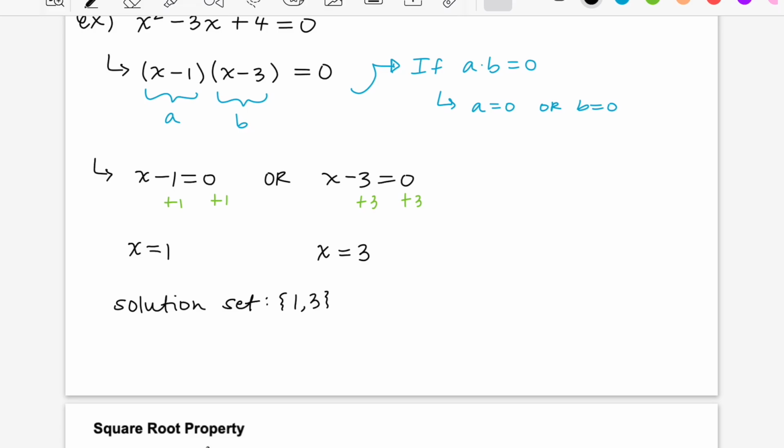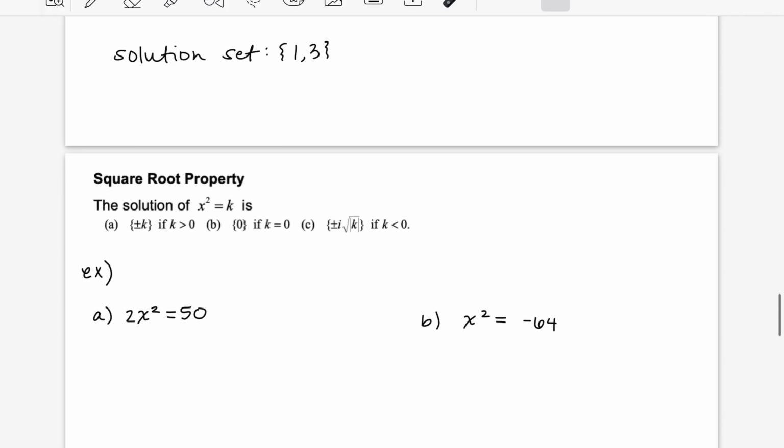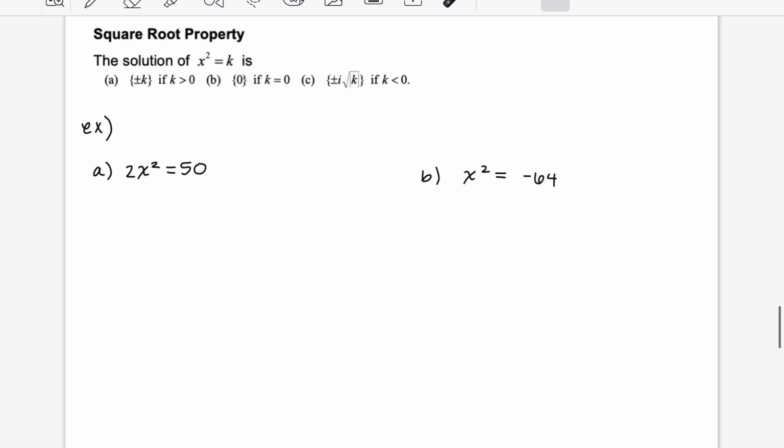All right. The next thing we're going to look at is the square root property. The solution is going to be one of these three cases. If k is greater than 0, then our solution set is going to be plus or minus the square root of k. If it's equal to 0, then our solution set is going to be 0. And if k is negative, the solution set is going to be plus or minus this imaginary number here. So let's look at these examples.